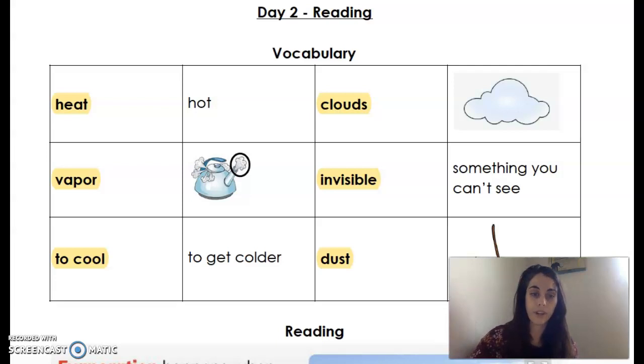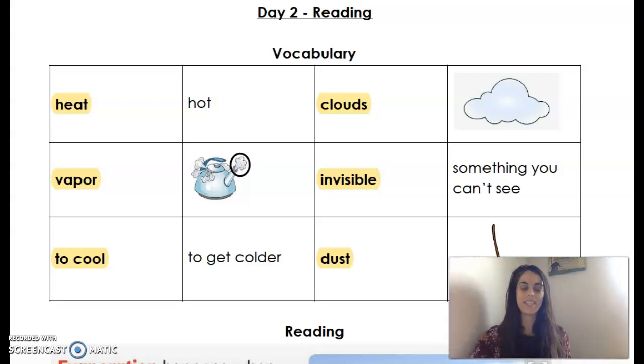Okay, now we're going to practice the words with hand gestures. Please repeat the word and the gesture after me to practice. Are you ready? Heat, vapor, to cool, clouds, invisible. For dust, we're going to pretend that we have a broom and are sweeping. Ready? Dust.